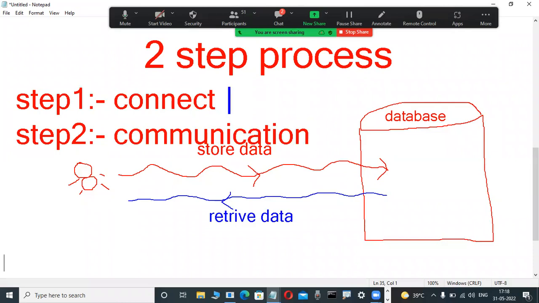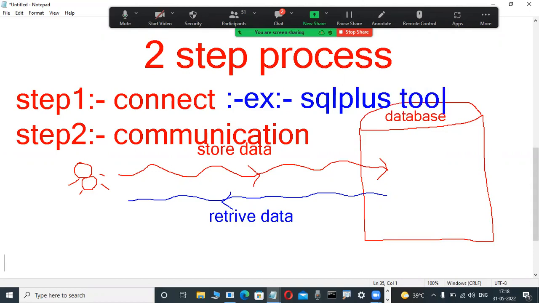In this first step, the connect step, many tools are used. Don't write it, just observe. One example of the connect step is a tool: SQL Plus is a tool. On the desktop screen, the SQL Plus tool is there. Those tools we are learning, and through a big diagram today you will understand what those tools are.